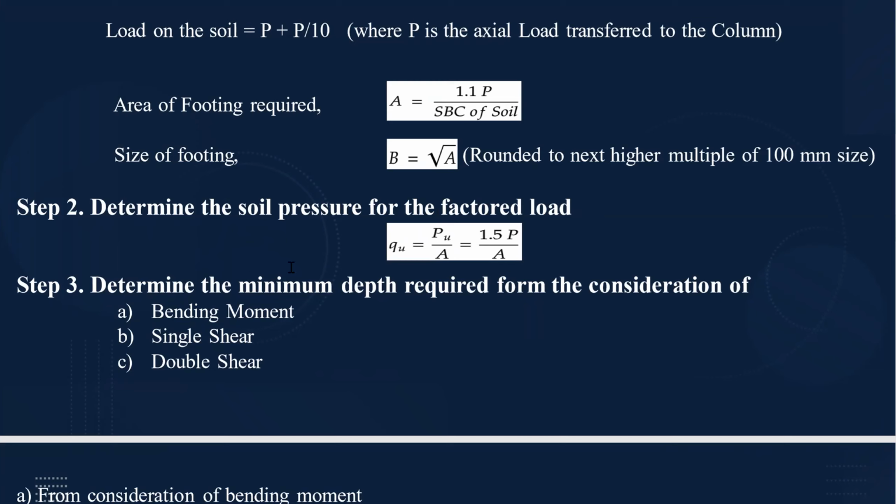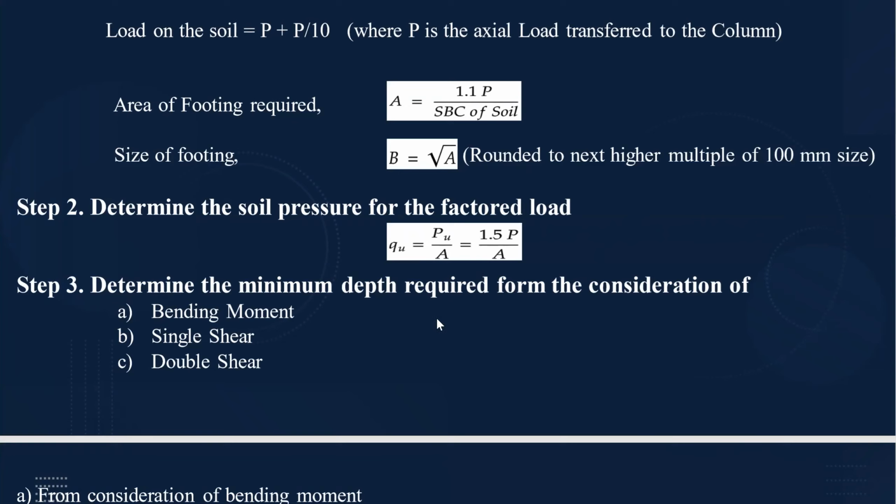Now, for determining the soil pressure, you have to calculate QU, which is equal to load divided by the area. Load here is used as a factored load. Therefore, obviously, the factor of safety is 1.5 for load. It is 1.5 times P divided by the area of the footing.